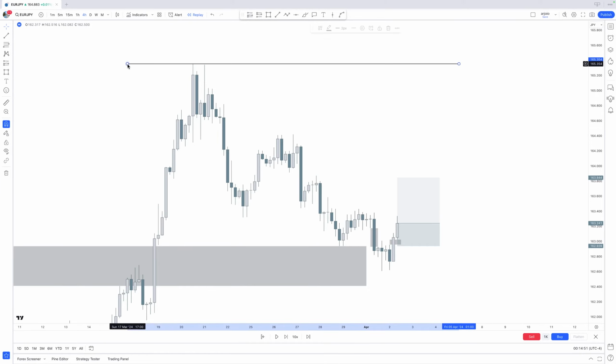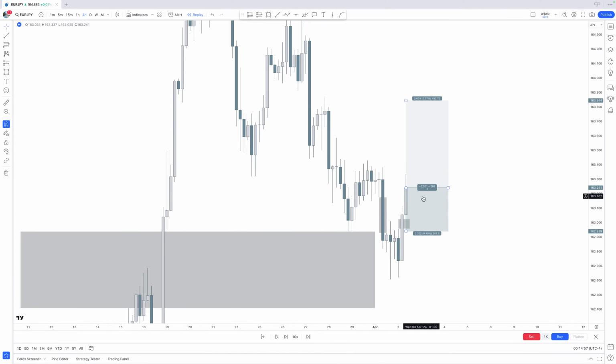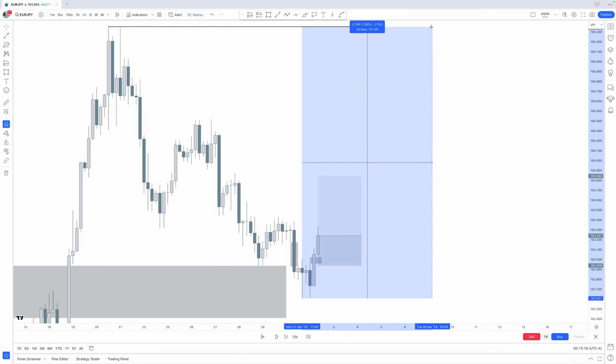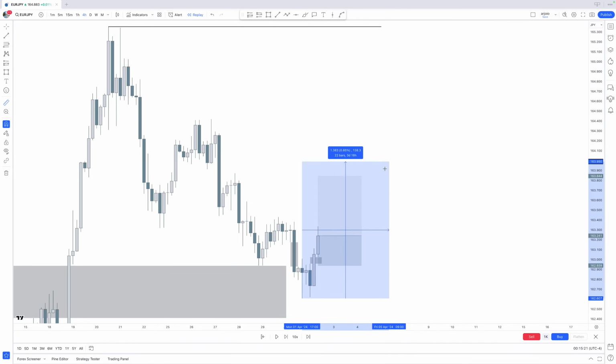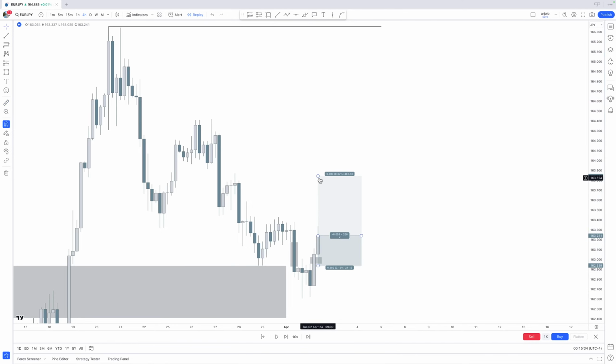When a 1 to 2 RR is easily achievable within the context area, then entering on the fair value gap creation itself is perfectly fine. So as you can see, this whole area is where I want to potentially look for entries. Does that mean I need to target that whole area? No. A 1 to 2 is even a higher probability when it's very small compared to the overall context area where you can potentially target as well.